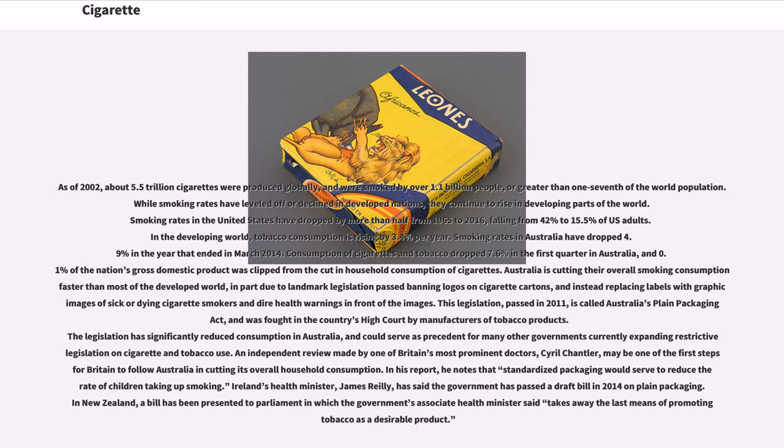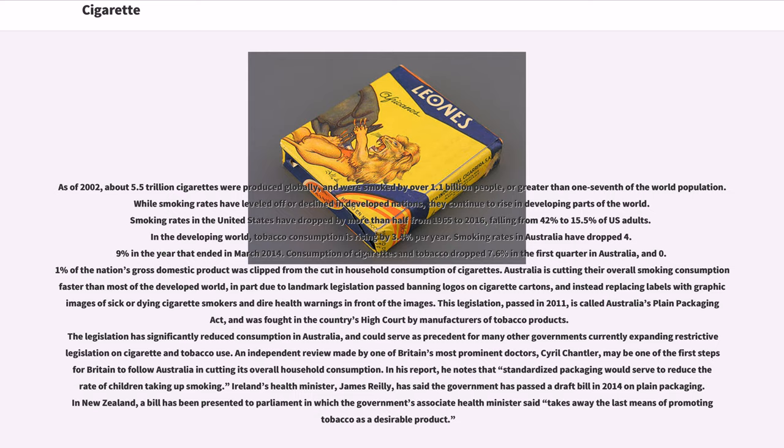Smoking rates in Australia have dropped 4.9% in the year that ended in March 2014. Consumption of cigarettes and tobacco dropped 7.6% in the first quarter in Australia, and 0.1% of the nation's gross domestic product was clipped from the cut in household consumption of cigarettes.